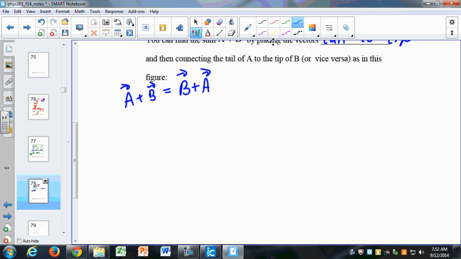Does anybody know what this is called? The commutative? That's right, yeah, the commutative property.